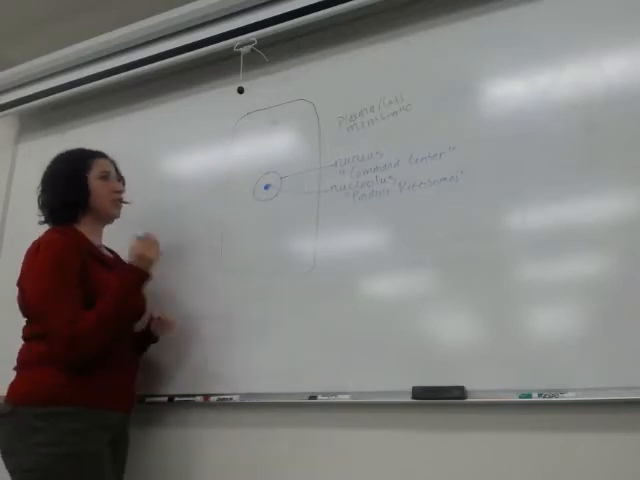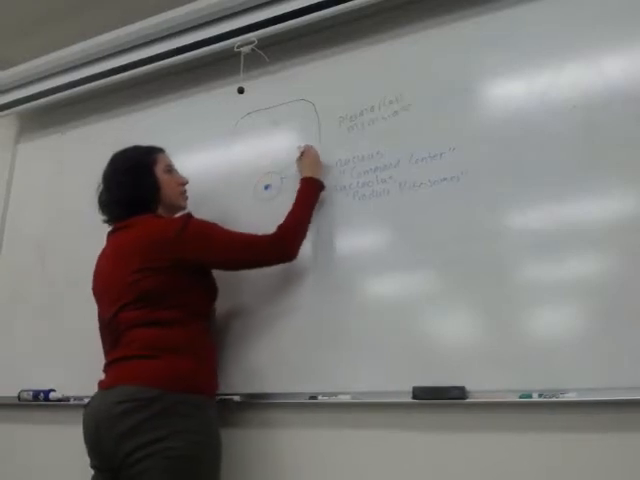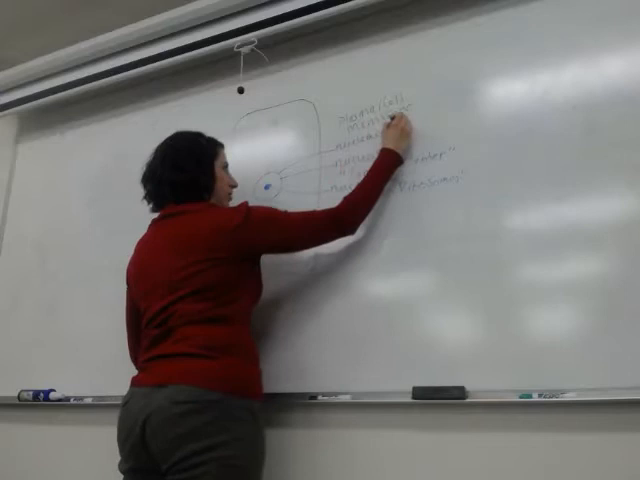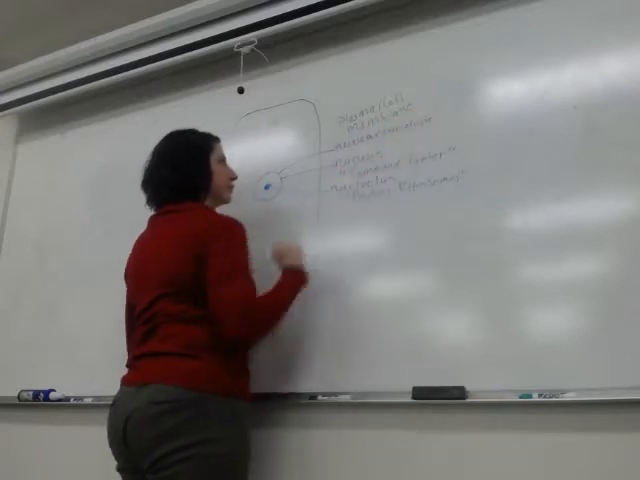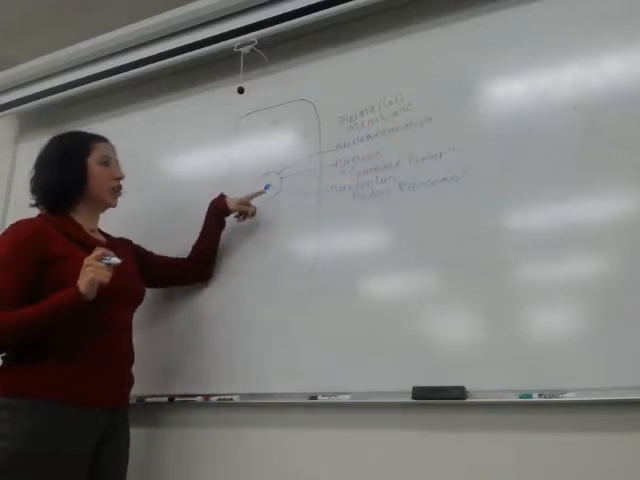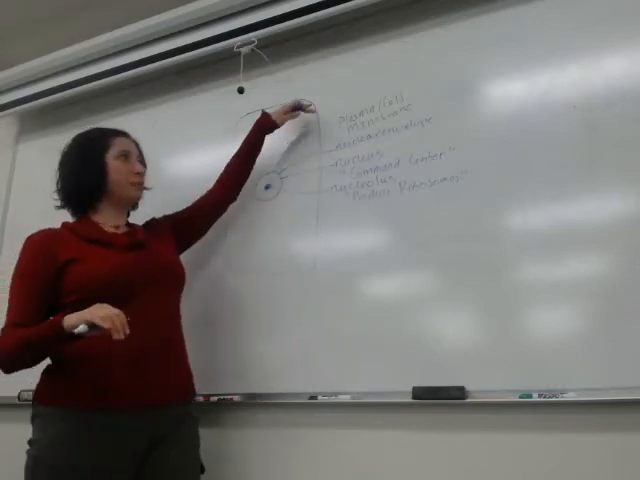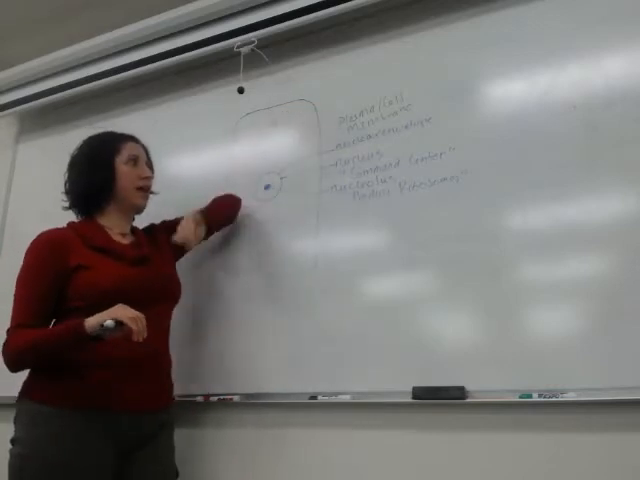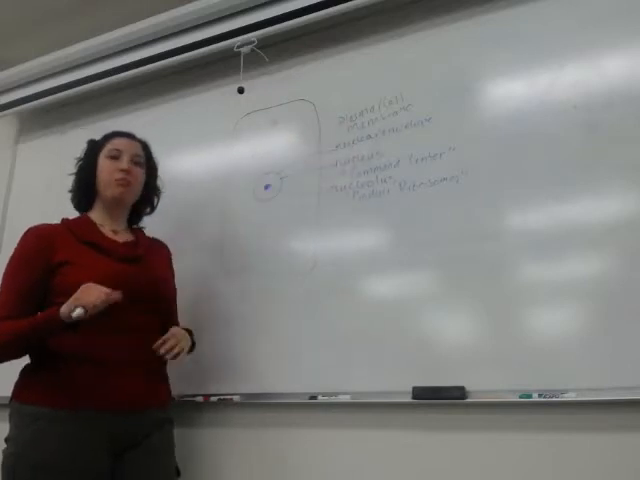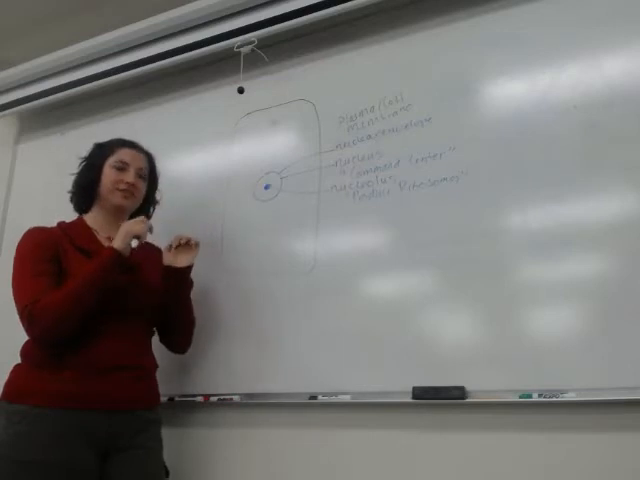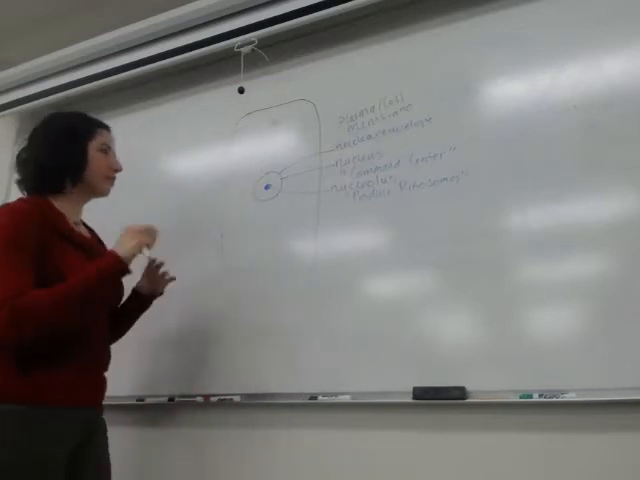So around the nucleus, the nucleus is surrounded by a nuclear envelope. The nuclear envelope acts as a membrane around the nucleus. Both the plasma or cell membrane and the nuclear envelope are bilayers, meaning there's two layers. All right.